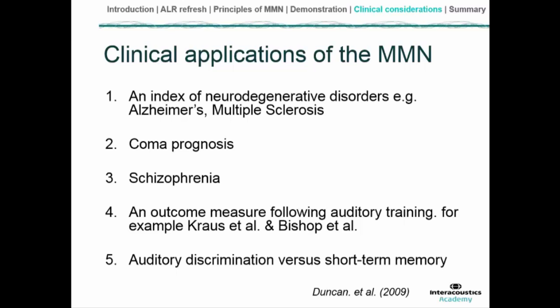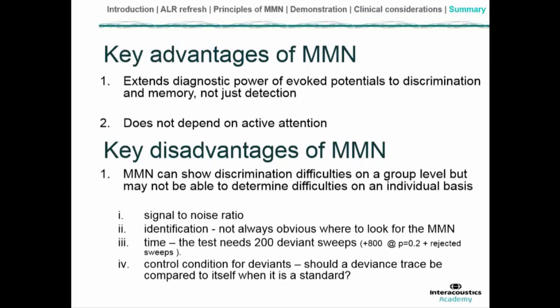So just bringing the talk to a close now, we have the MMN here, which potentially extends the diagnostic power from just an auditory detection index to that of discrimination, and it's useful in that it doesn't depend on active attention to those sounds. But as I was just mentioning, measures of MMN can be difficult to obtain and interpret easily on an individual basis, as you would need in a clinical application, but they certainly can shed light on a group level on various clinical disorders such as some of the ones that I mentioned.